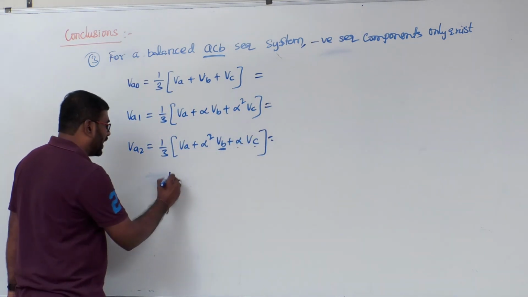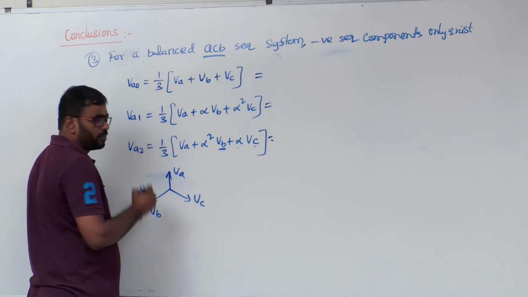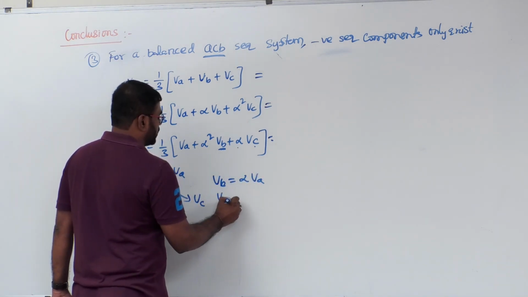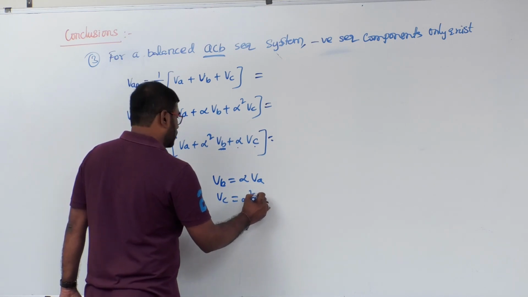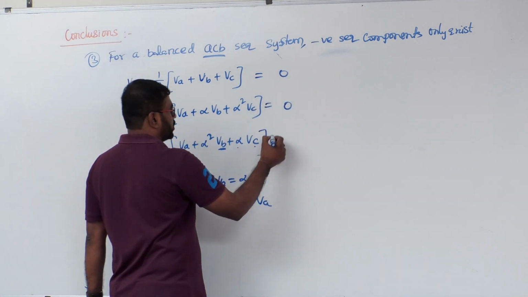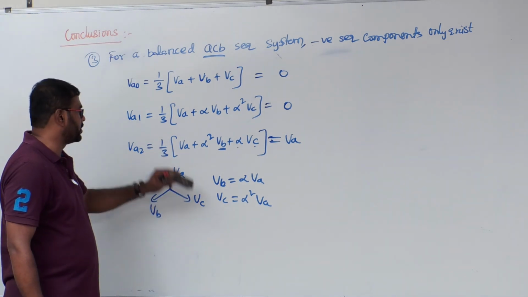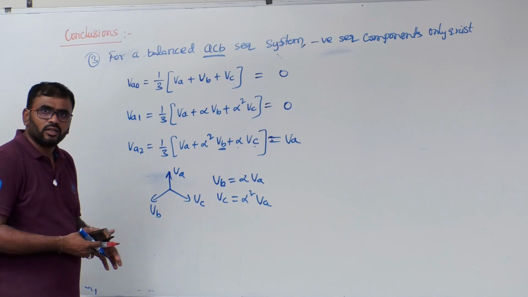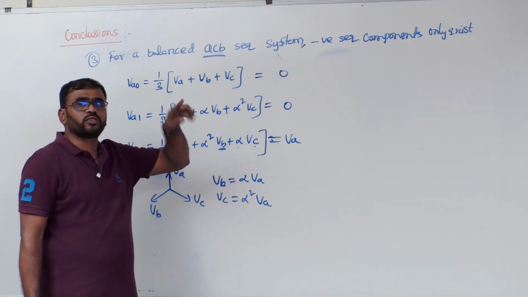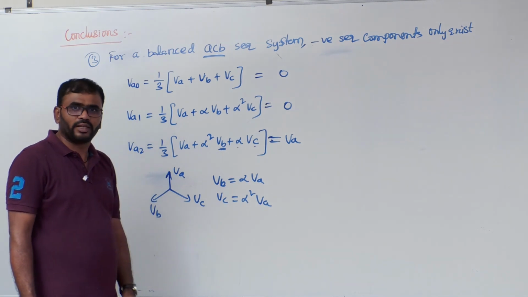So balanced ACB sequence, what is the meaning? VA, then VC, and VB. So what can I write? VB is alpha times VA, and VC is alpha square times VA. If you write this, this value will be 0, this value is also 0, and this value we get VA. If you have any doubt, just check by substituting VB and VC in these equations. Clear? So finally the point is clear. For a balanced ACB system, negative sequence components will exist. For a balanced ABC system, positive sequence components will exist.